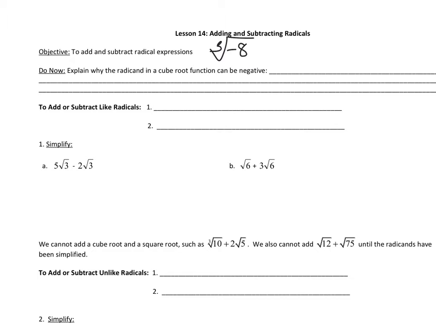So this can be negative because -8 is -2 times -2 times -2. These numbers are the same, each being negative. And when you multiply a negative times a negative, you get a positive, and then when you multiply it by the remaining negative, it becomes a negative. So explain why you can have the radicand, which is the inside of the radical, be inside of a cube root function. It's because 3 negatives still make a negative.